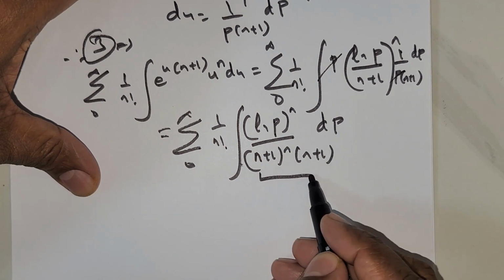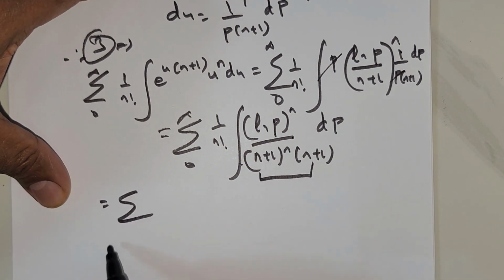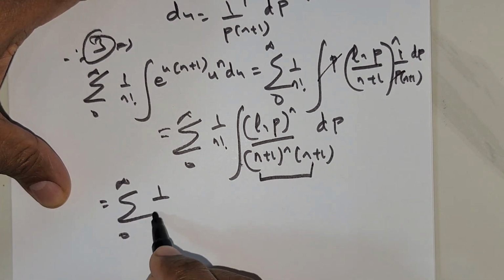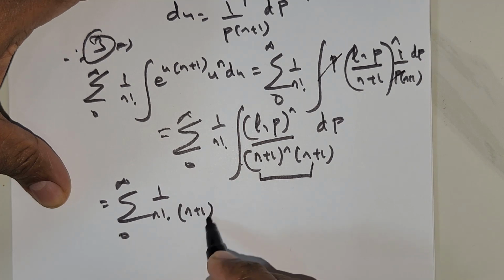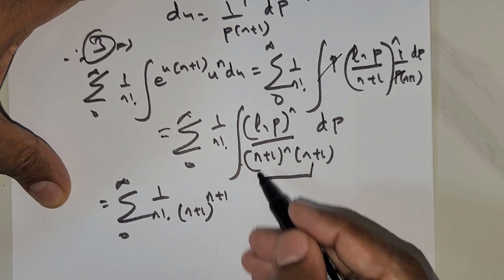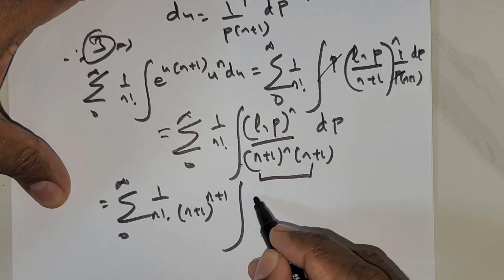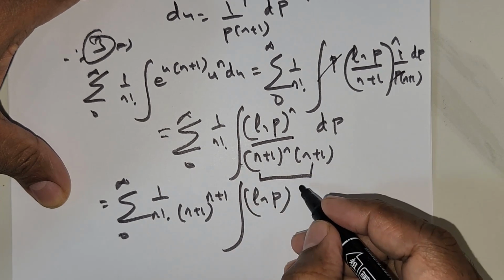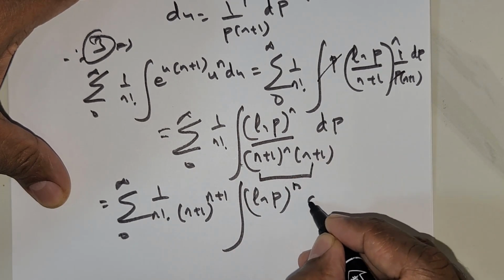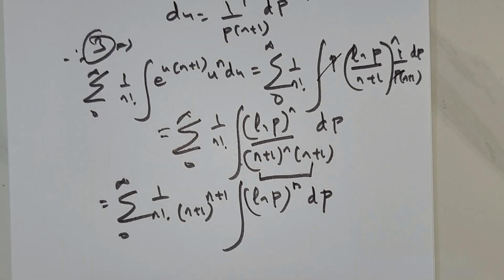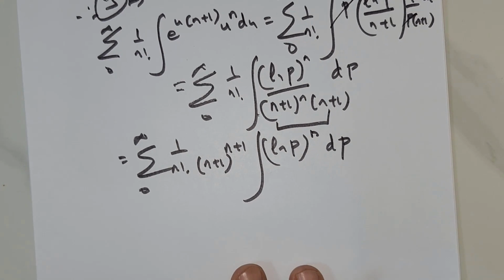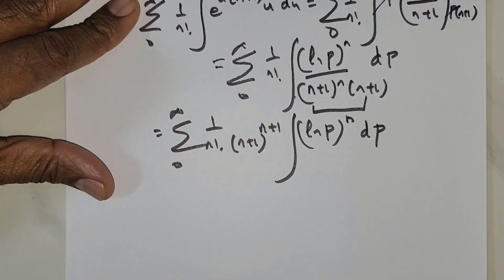Okay, now these two can be clubbed together. So that would give me sigma 0 to infinity 1 over n factorial times (n+1) raised to the power of n+1, followed by integral ln p raised to the power of n times dp. So we need to make a substitution to handle this. Okay, so let's do that.